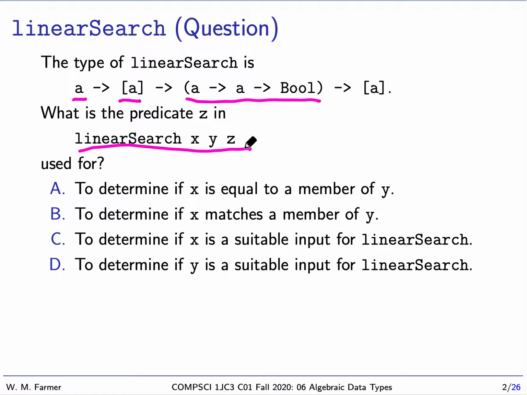I'm going to give you a moment to think about it. You can turn off your video, come up with the answer. Okay, welcome back. The answer is B. So Z's purpose is to check whether X matches a value in Y. Z is going to be applied to X and Y. If it returns true, we have a match. If it returns false, we do not have a match.